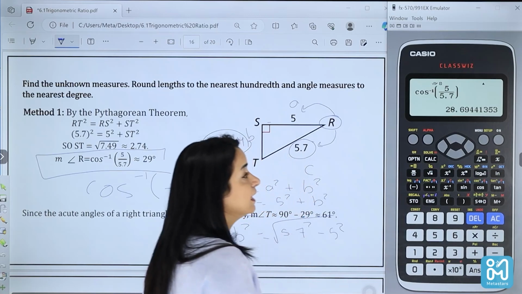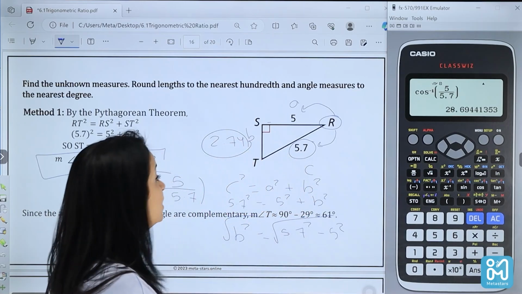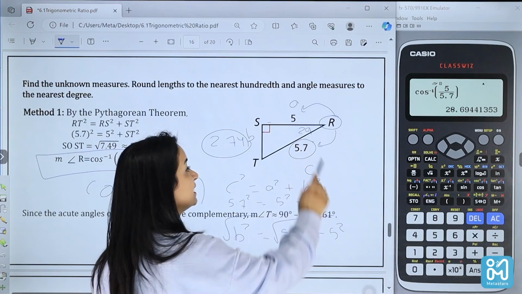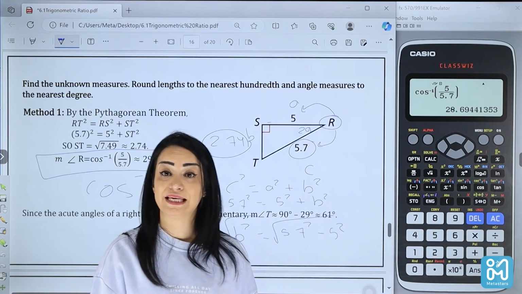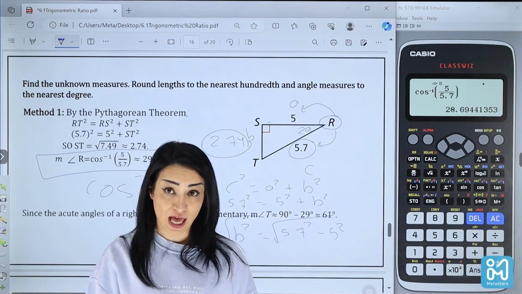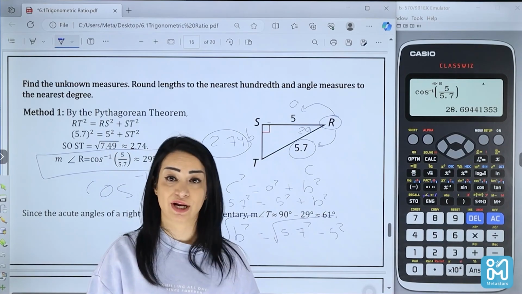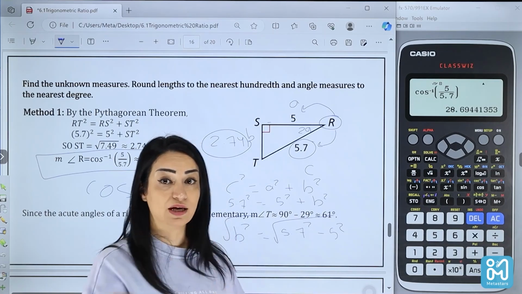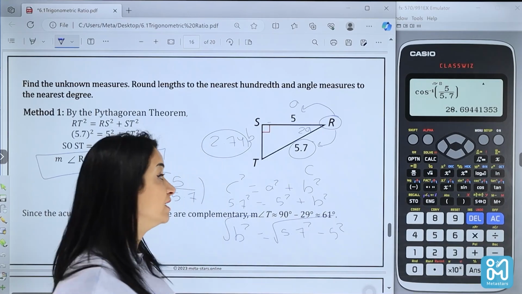It's approximately equal to 29. So here this one is approximately equal to what? Approximately equal to 29. So always remember, if I need to find the measure of the angle and I know any relation between any two sides in the right triangle, I can use cosine inverse, sine inverse, or tan inverse.